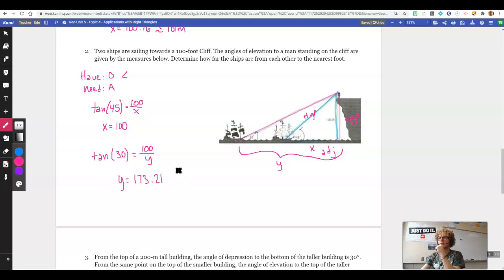Alrighty, so here you have it. y equals 173.21, but they want it to the nearest foot. Don't round until the very end. So try to keep some decimal places until the very end.